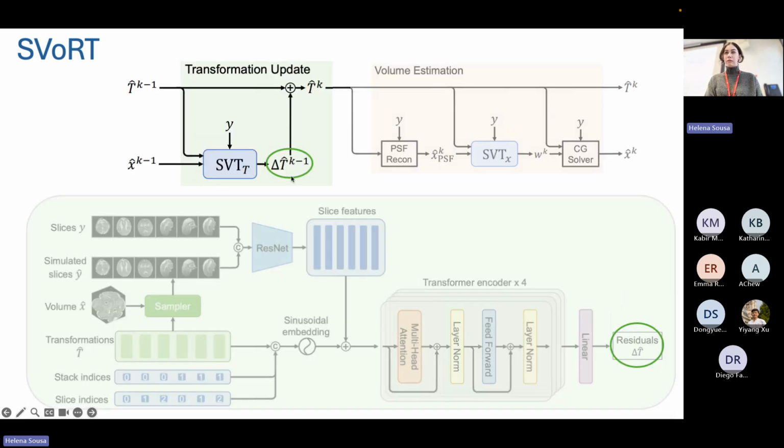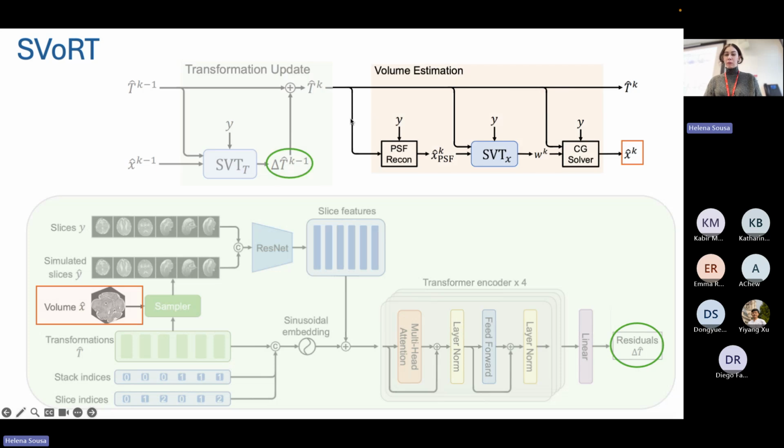So after this transformation is updated by using this delta t that we get from our transformer, we can now do a new estimate of the new volumes that we have. This is done by firstly computing a point spread function based reconstruction, and then inputting that alongside our updated transformation and ground truth slices to this second transformer that you can see here.